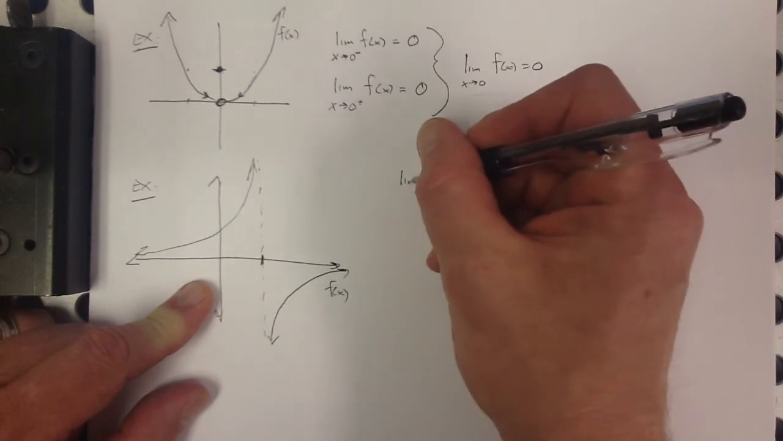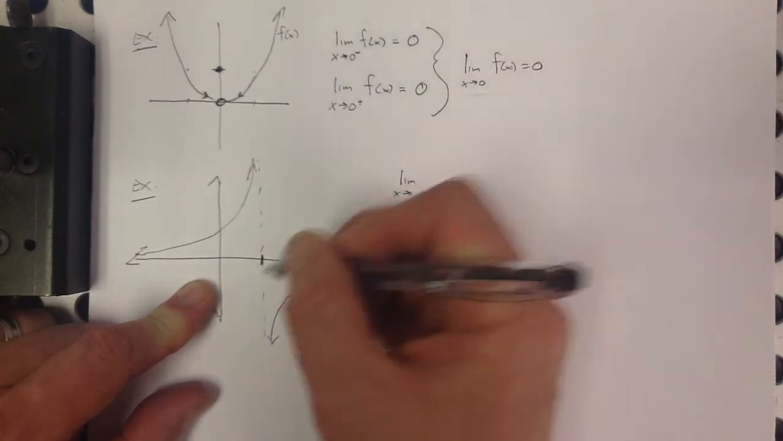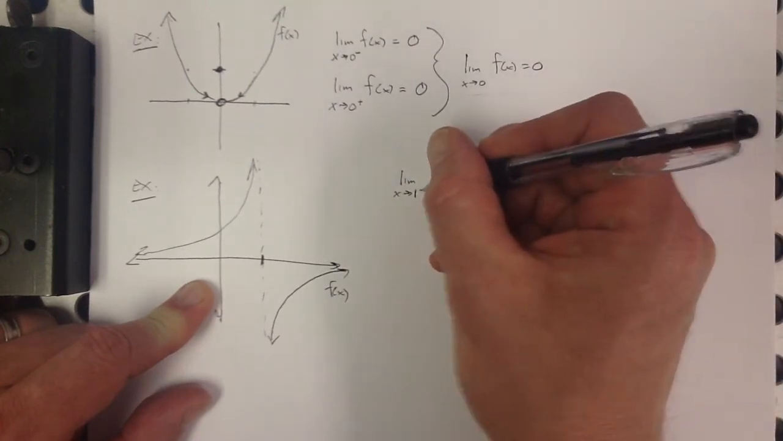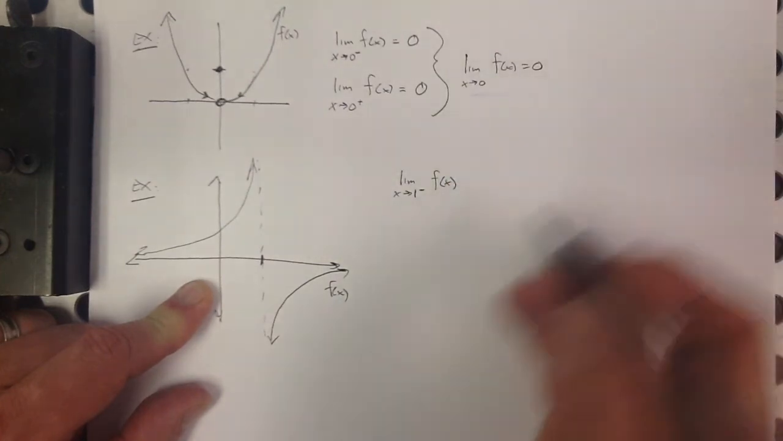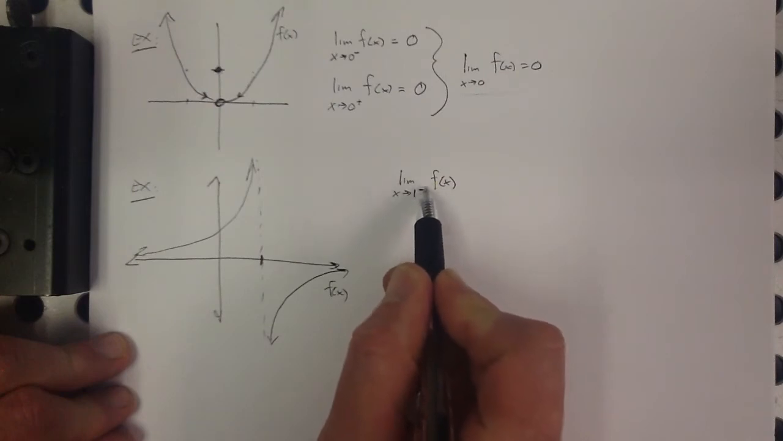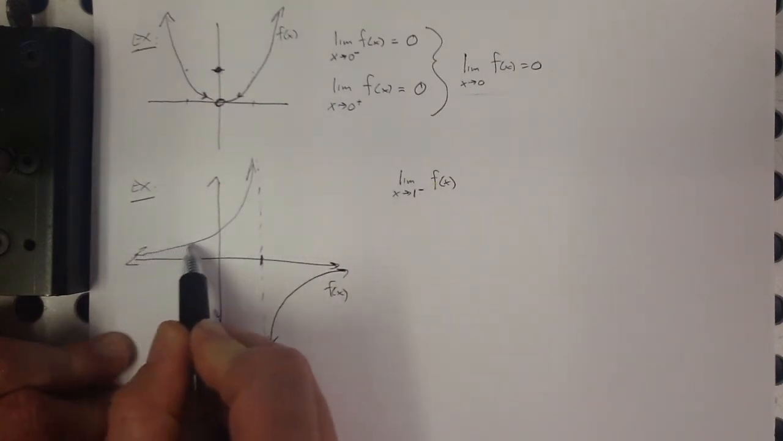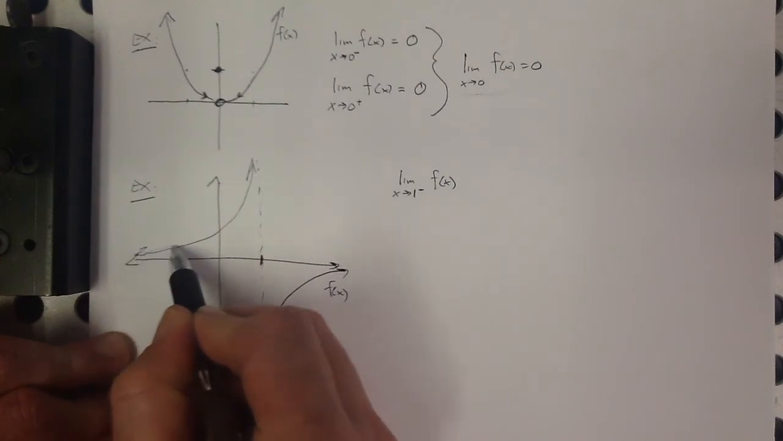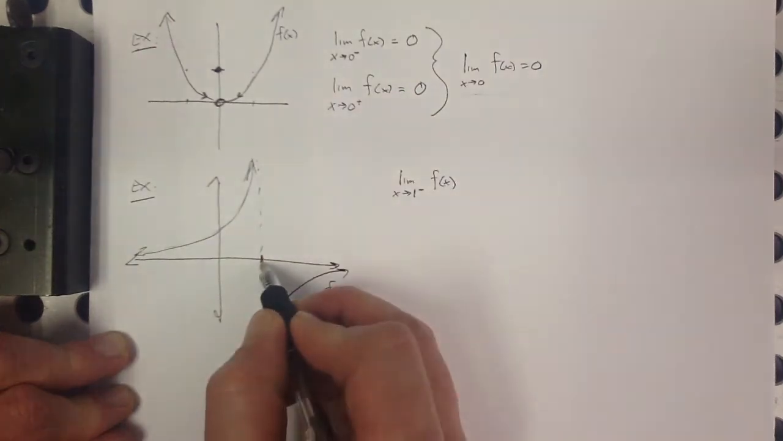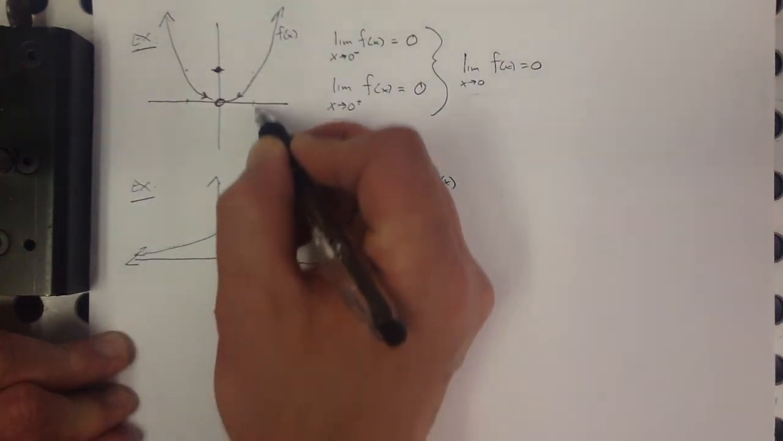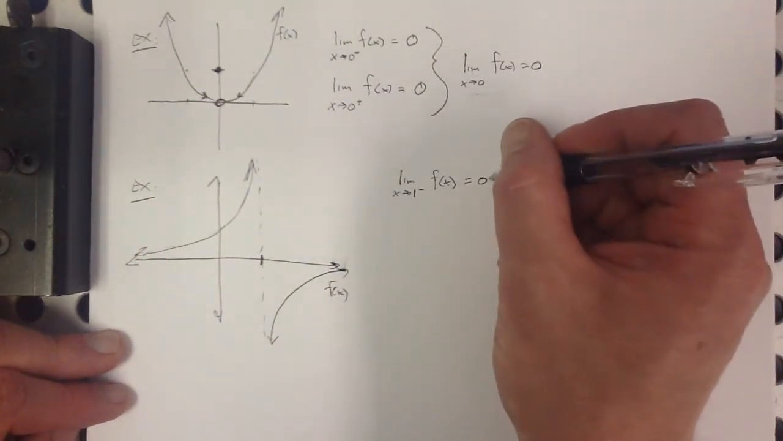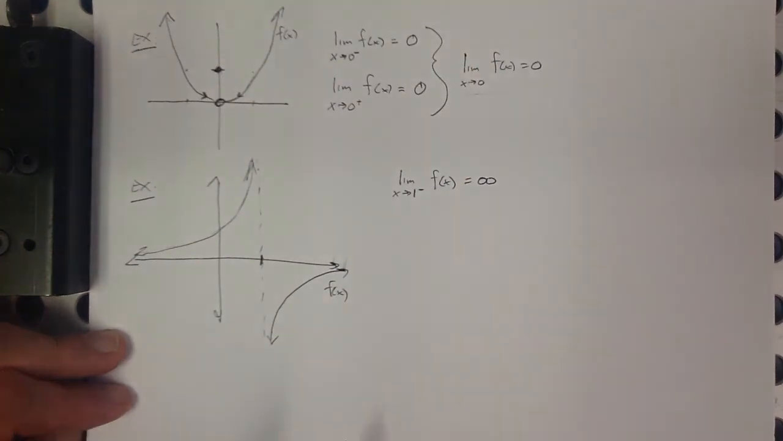So let's see. What's the limit as x approaches 1, which looks like where the asymptote is? So how about the limit as x approaches 1 from below of f of x? As the x values get closer and closer to 1 from below 1, so that means this side, what's happening to the y values? Well, it looks like as we get closer and closer to this, it's blowing up. They're getting bigger and bigger and bigger. So we say that this approaches infinity.